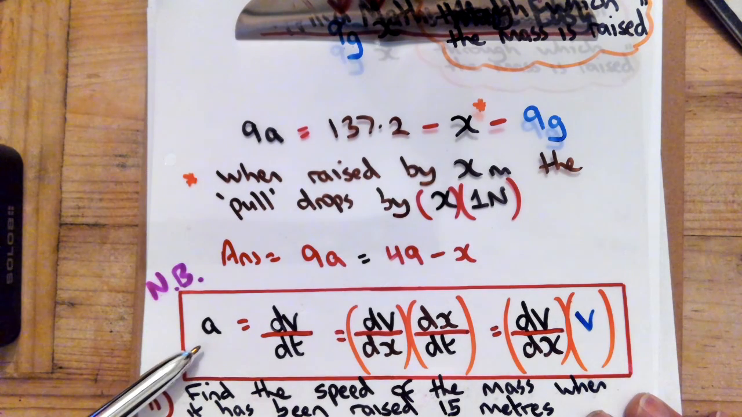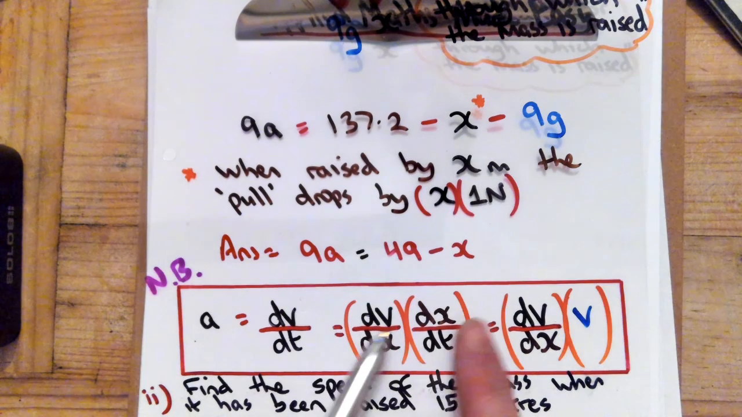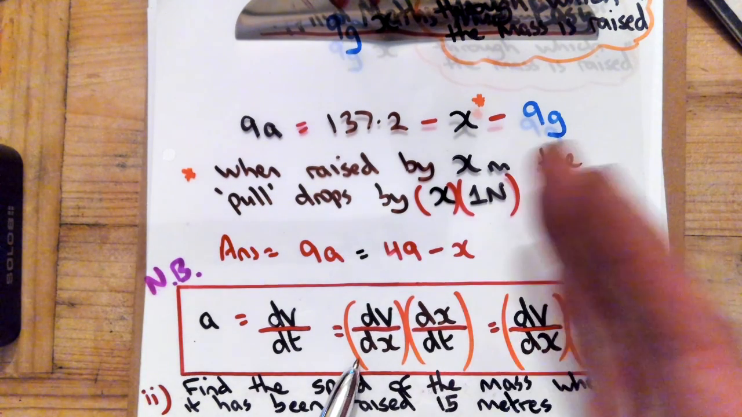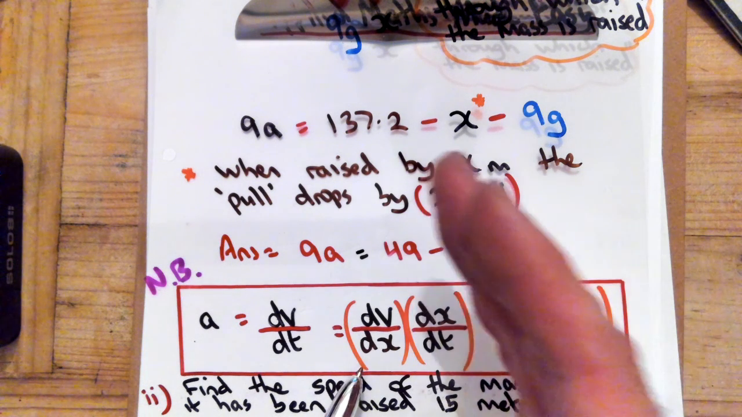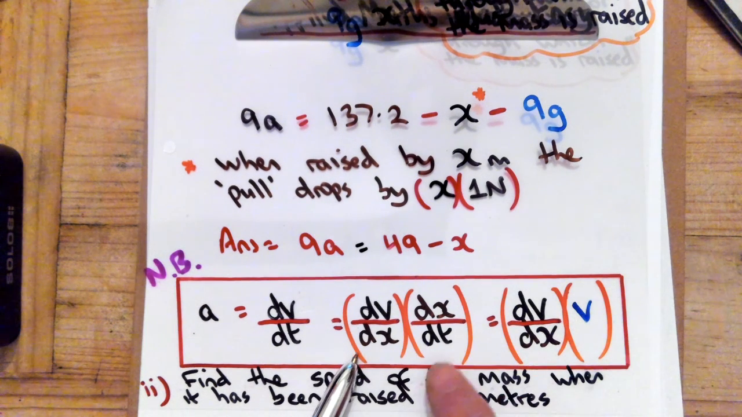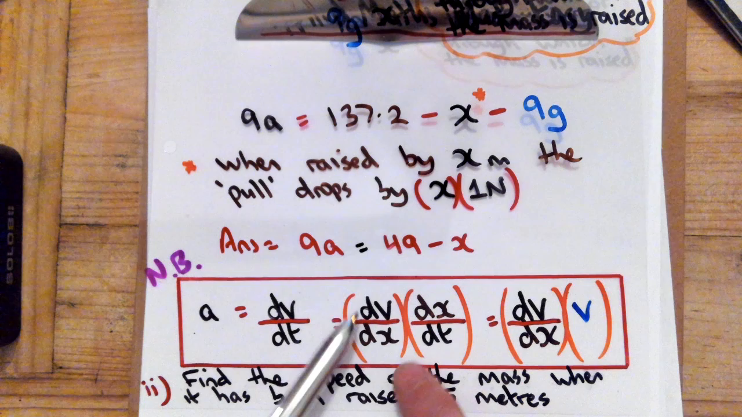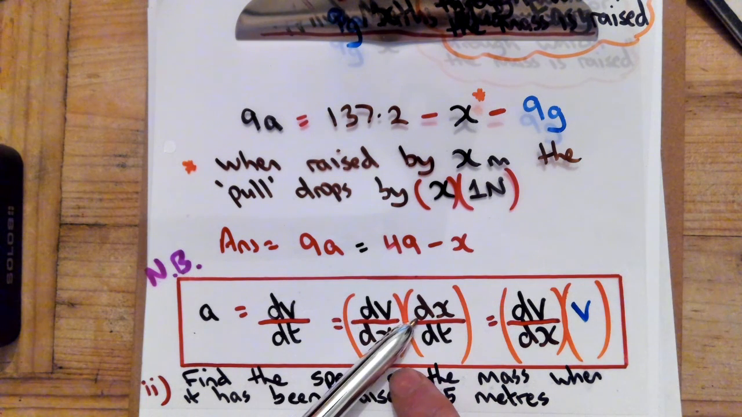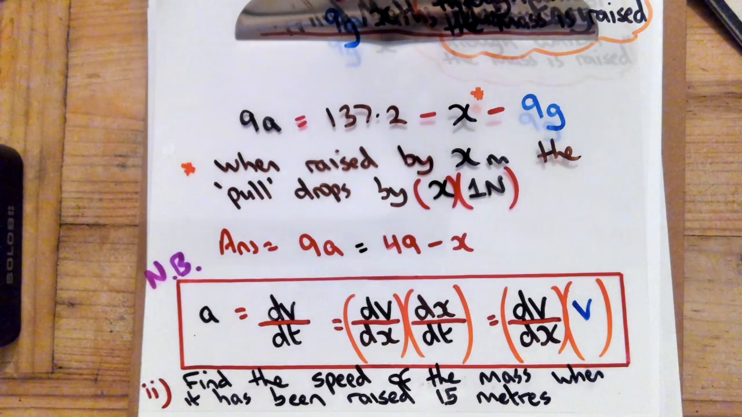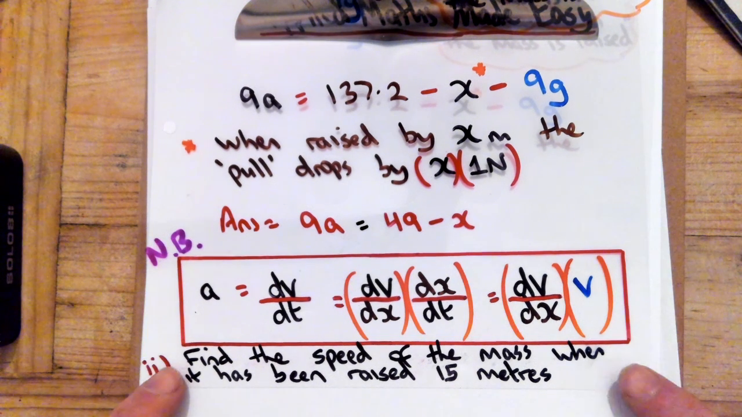So you have your acceleration, the change in velocity with respect to time. And remember, maths is all about manipulation. So we're opening it up a bit here, unfolding it to take it down another path. Imagine the applied maths crossroads: bottom left-hand corner, top right-hand corner, and off we go. So your change in distance with respect to time, there's your velocity there. Now find the speed of the mass when it has been raised 15 meters.